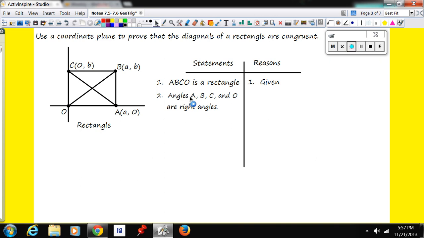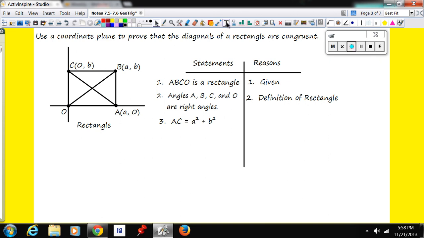Secondly, in a rectangle, angles A, B, C, and O are right angles. Because of the word rectangle that they give you here, it's going to be a definition of a rectangle. Usually whenever they give you a keyword, you're going to have a definition of that keyword next. So because it's a rectangle, they have to be right angles. Now that means that a squared plus b squared equals AC squared. So here's AC right here, and you got your a squared plus your b squared. That's a right triangle. Because of the right angles, we have a right triangle, and therefore a squared plus b squared would equal AC squared.